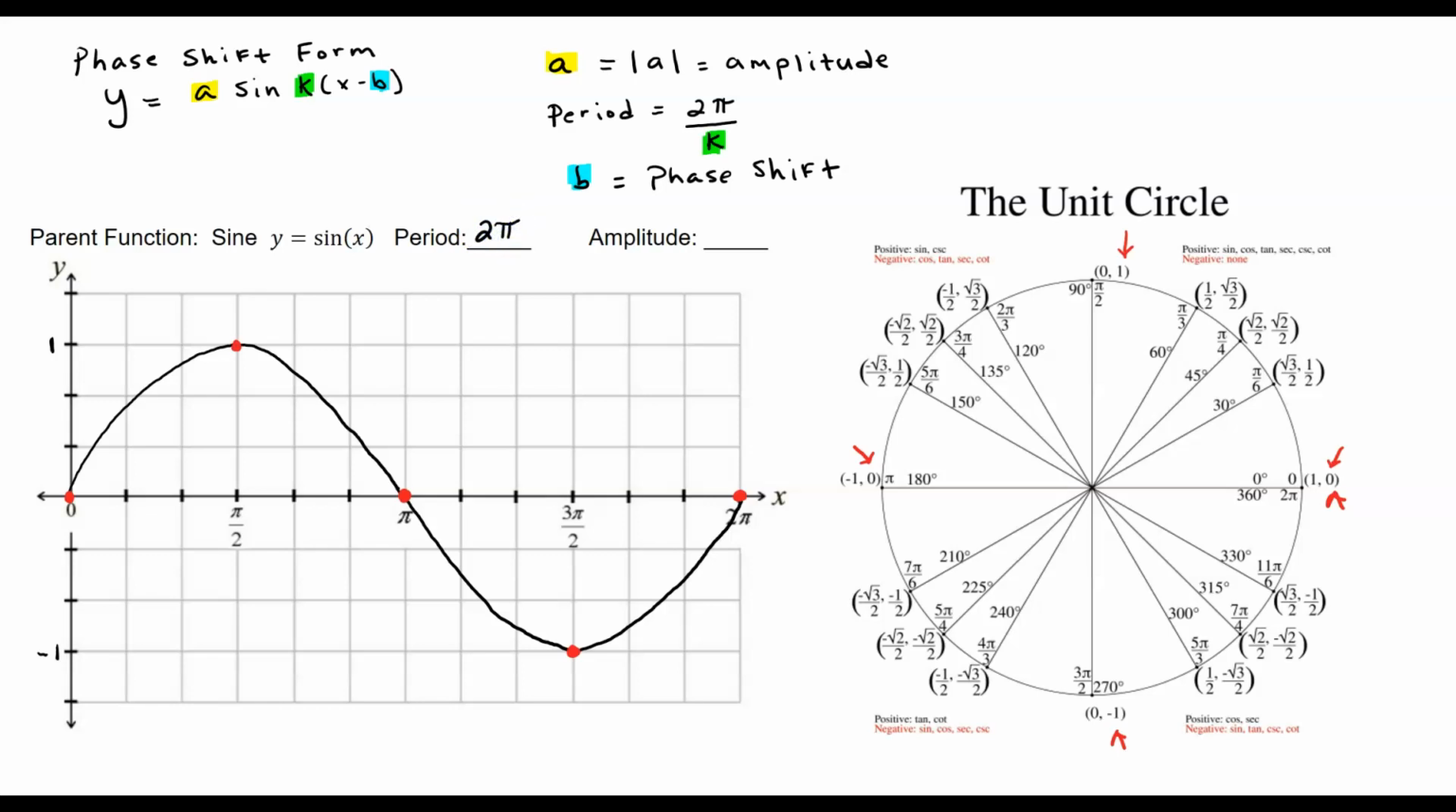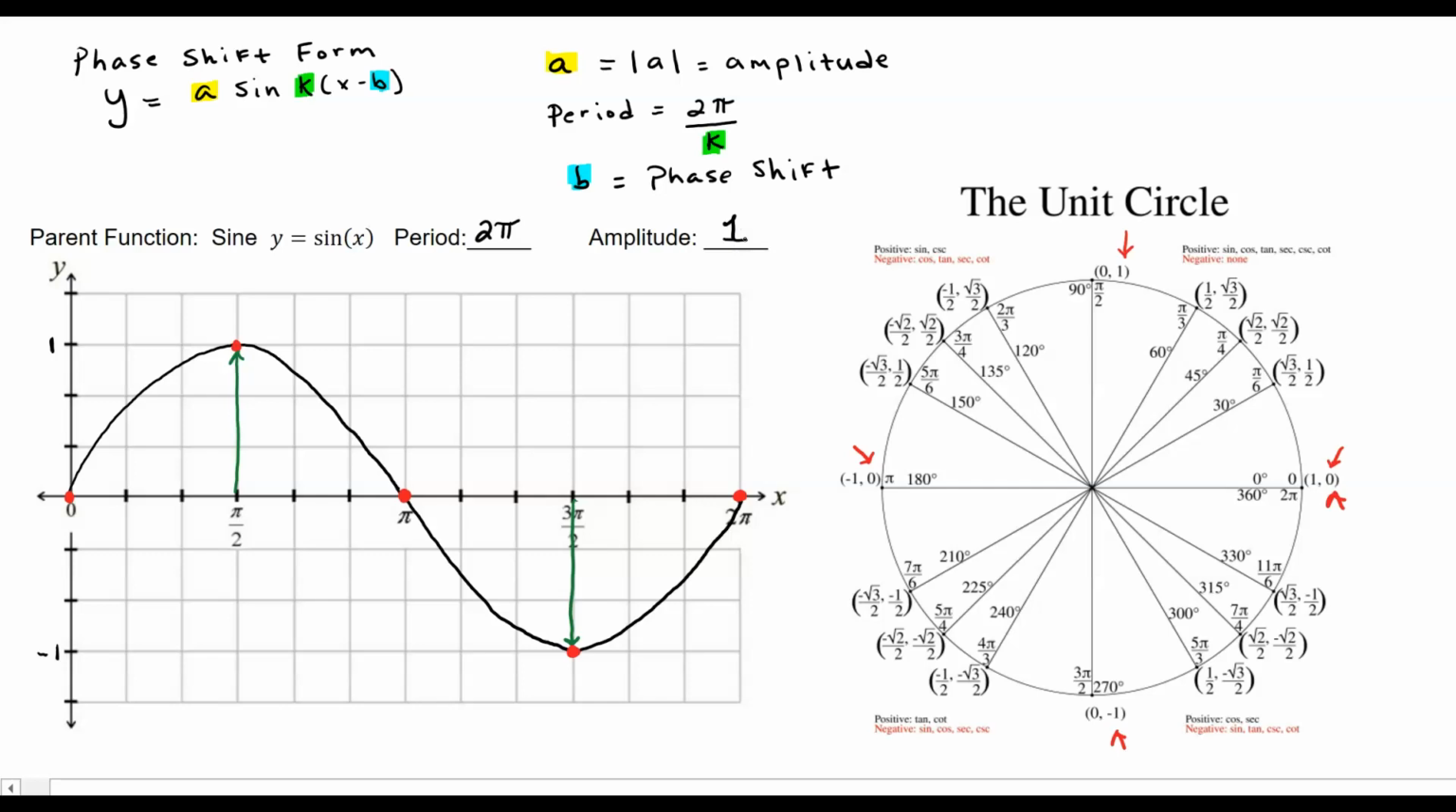The amplitude is the measure of how high and how low the sine graph rises. If you notice here, it goes up 1 unit, but similarly it also goes down 1 unit. This is why we always consider amplitude in terms of absolute value. So it stretches up 1 unit and it gets pulled down 1 unit. So the amplitude for the sine function is 1.